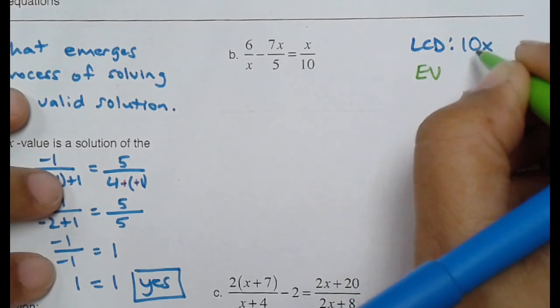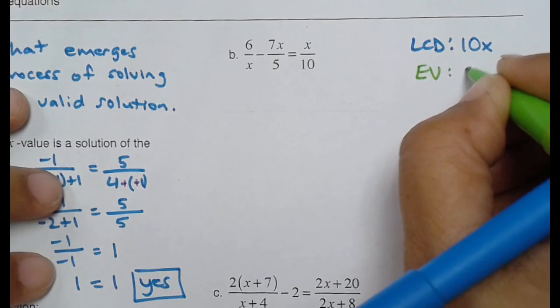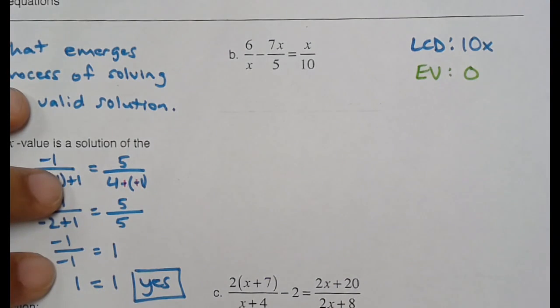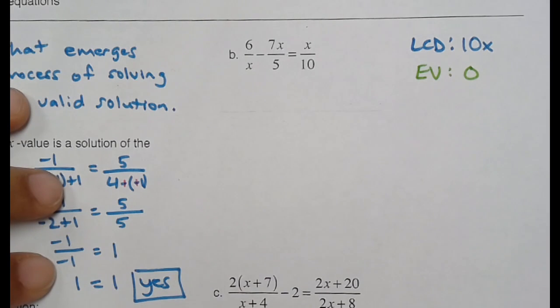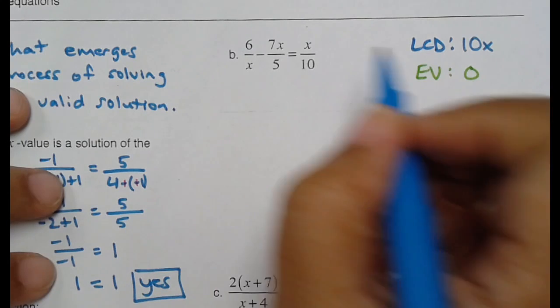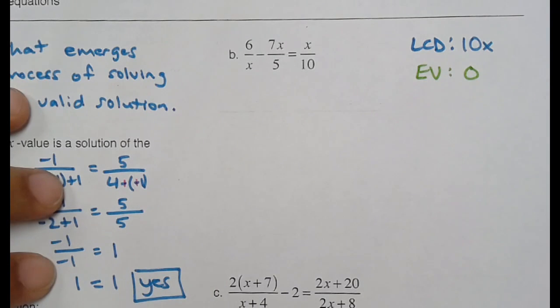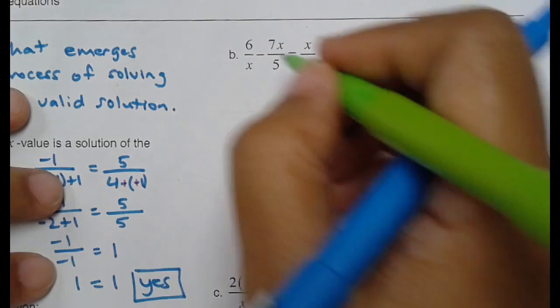All right, let's look at excluded values. If I make this equal 0, the only excluded value would be 0. That would make the denominator 0. So if we get 0 in the answer, we cannot use that. All right, let's go ahead and multiply through by the LCD. So our LCD is 10x.